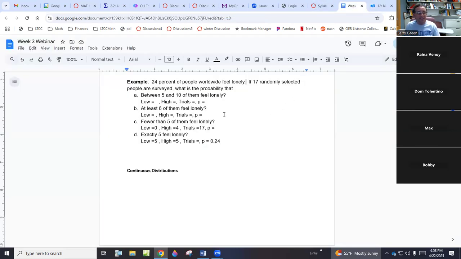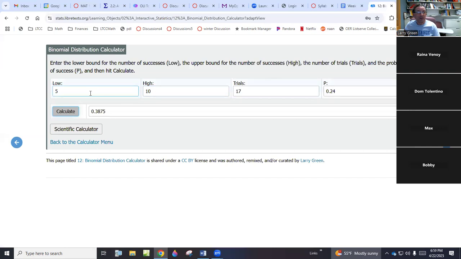How about at least 6 of them feel lonely? What I found is that a lot of times the difficulty of these is reading the words, and from that getting the high and the low, or the low and the high. What if it's at least 6? What's the low? Yeah, the low would be 6. What's the high if it's at least 6? 17. Good. And then we can click it, and that's about a 20% chance.